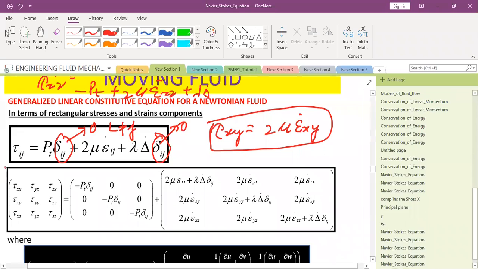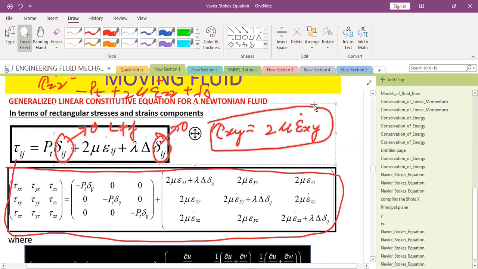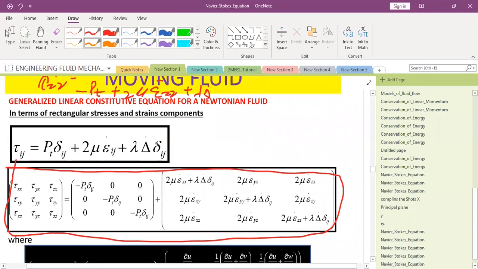So this is the entire matrix now in terms of rectangular components, and you can remember this matrix by this single equation. That is the power of this notation. This single equation, if you remember, you can actually remember this entire matrix. Any doubts to anyone, please ask if you have any doubts in this.